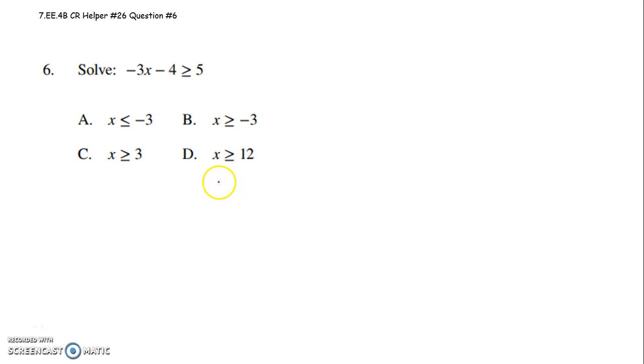Seventh graders, this is to help you with question 6 on CR 26. It says to solve negative 3x minus 4 is greater than or equal to 5. So I'm going to go ahead and solve this inequality.